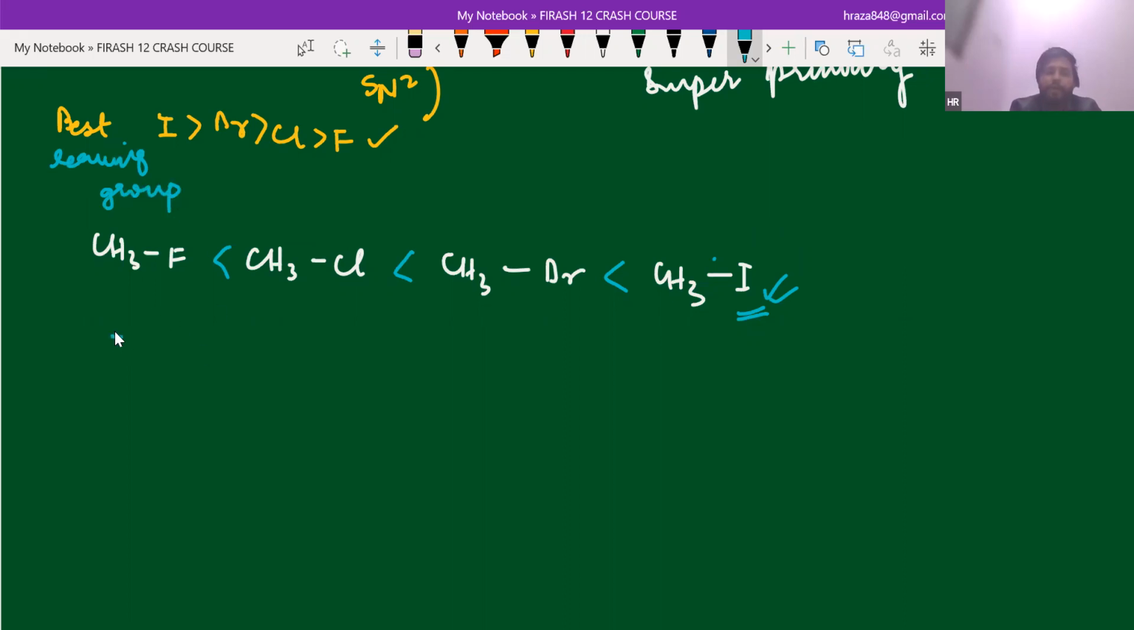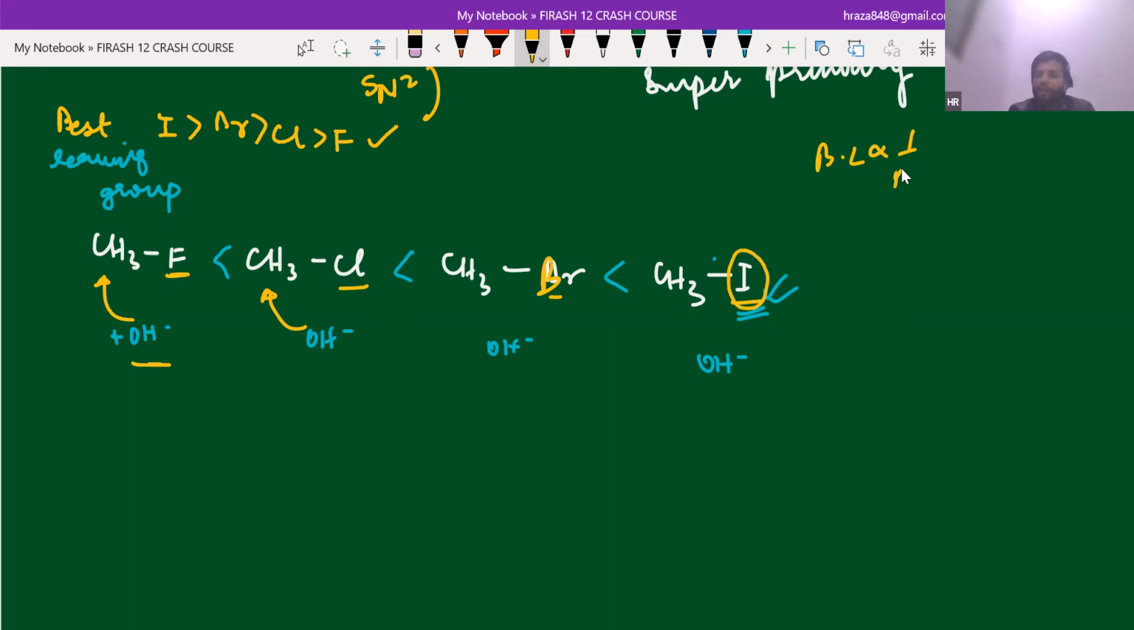If you are going to react this with OH minus, that means nucleophile. Just concentrate here, and this will attack on carbon. When will it attack on carbon? When either fluorine, chlorine, bromine, or iodine takes the electron from carbon and goes. After taking the electron and going, then OH minus will attack easily. Iodine can take the electron because its bond length is lengthy. That means bond length is inversely proportional to bond strength.